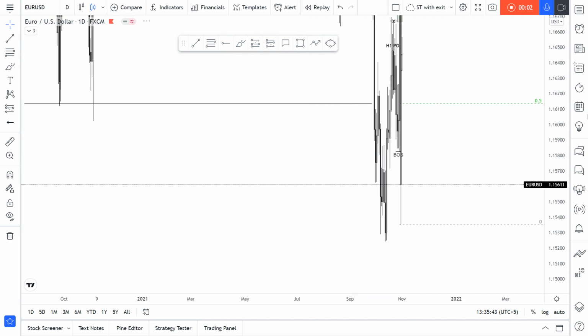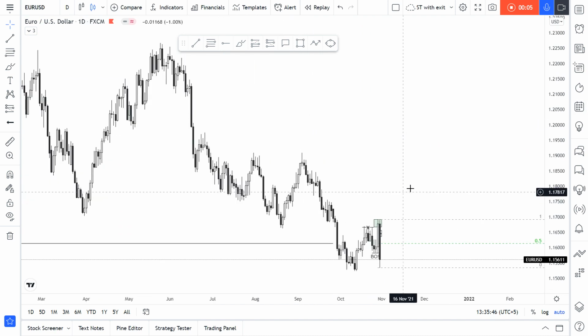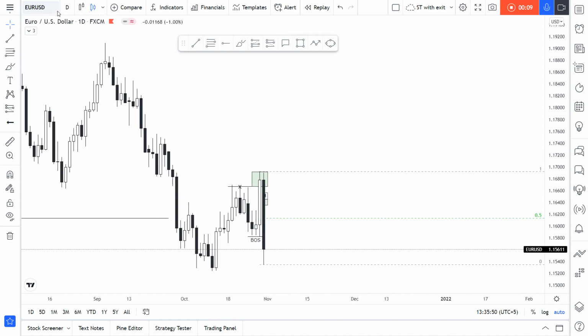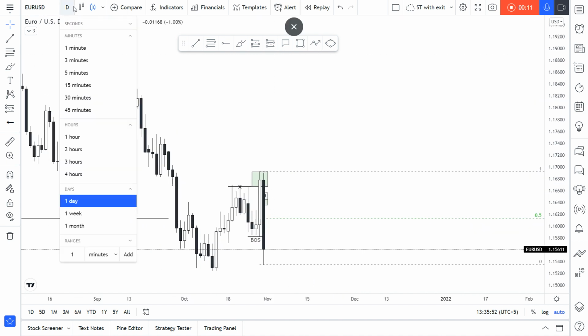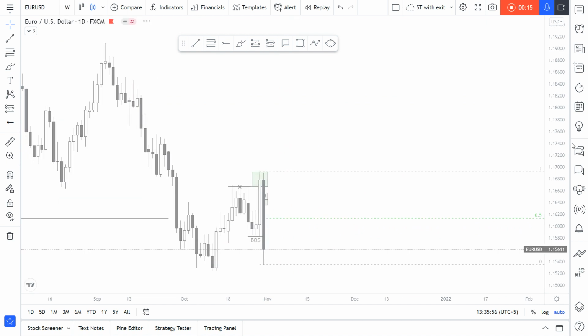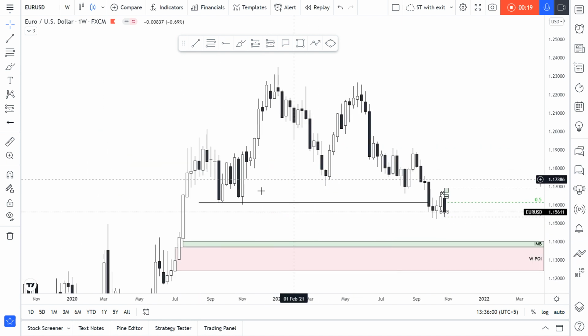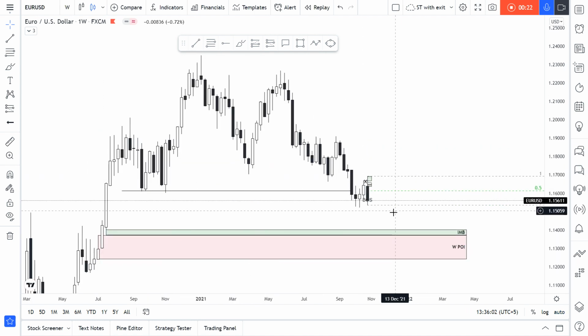Hey, hello guys. This is a weekly outlook for EURUSD, AUDUSD, and GBPUSD. Let's begin with the EURUSD. Looking from the weekly outlook, we can see that the price broke down the structure to the downside.